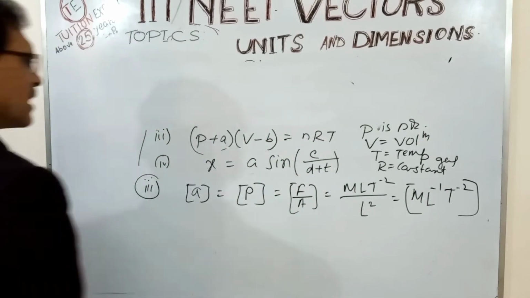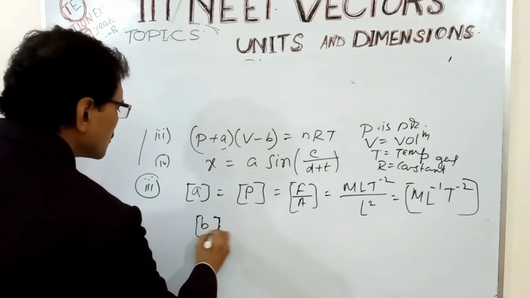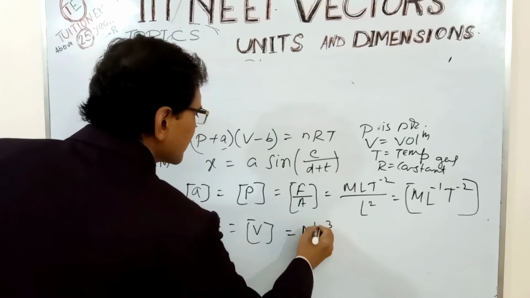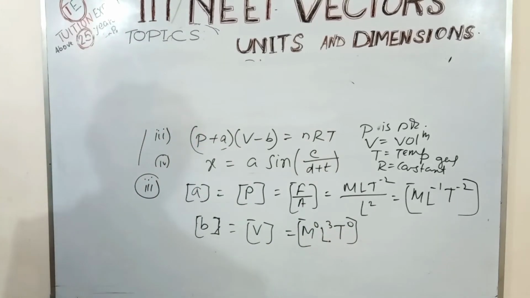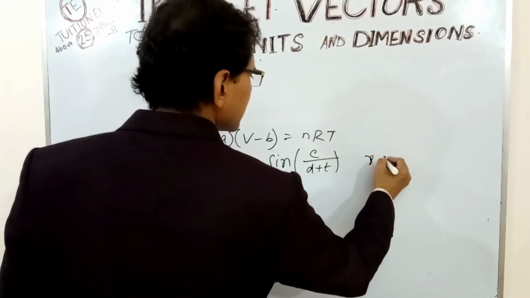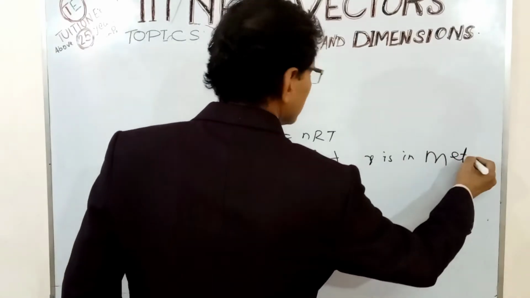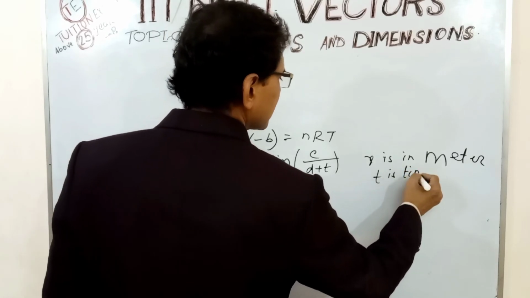This is the answer. Now B is subtracted from V, so dimension of B should be equal to dimension of V, that is L cube. So that's why we can find that x equal to a this. Now here x is in meter. C, T for time, T is time.